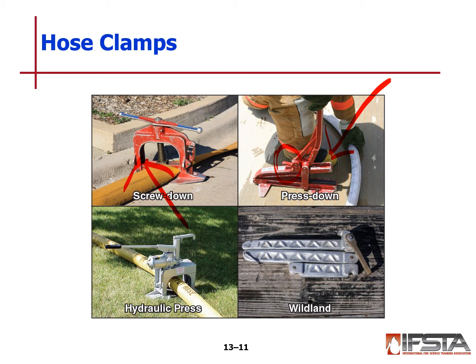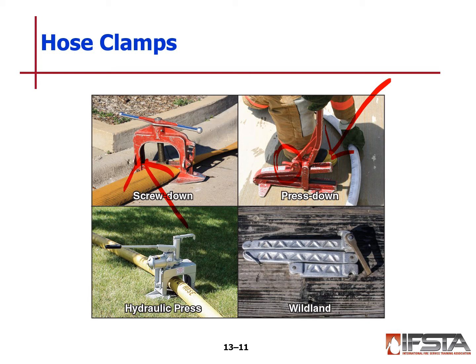Next is the hydraulic press that we see there on the bottom part of the slide. This is just another variation of a screw down, but it uses hydraulics instead of the screw action. Basically this is also designed for large diameter hose. 5-inch hose is pretty tough to shut down, and if you have to clamp it versus shutting it down at a hydrant for a few seconds, these are the two types that you're going to have to use.